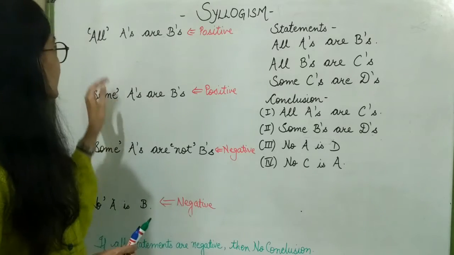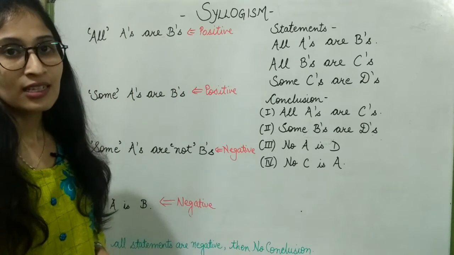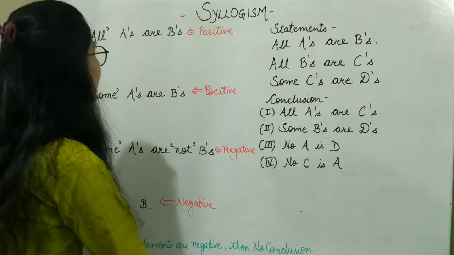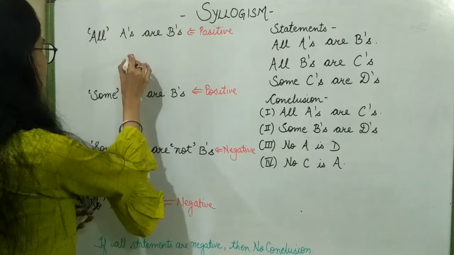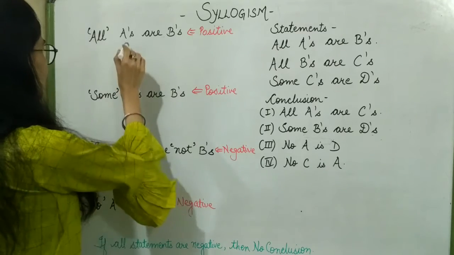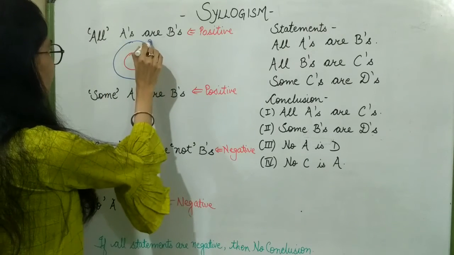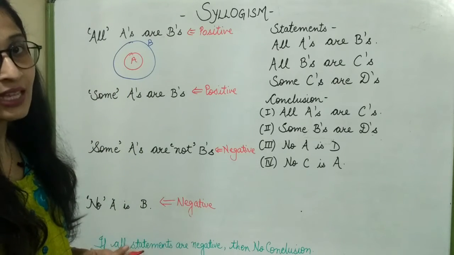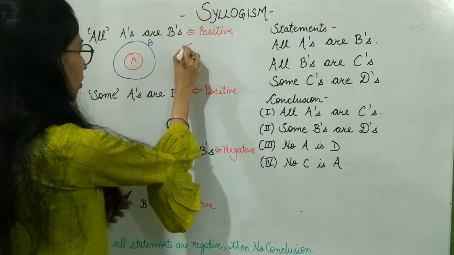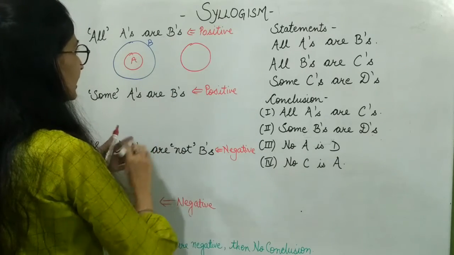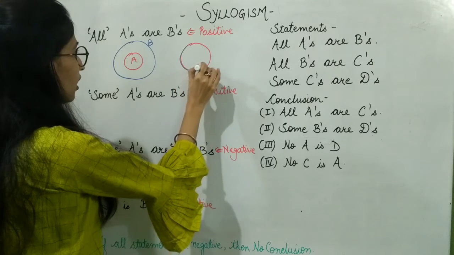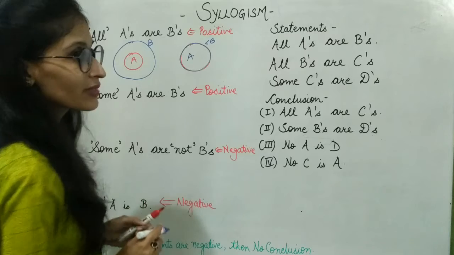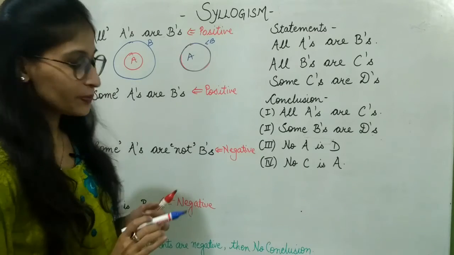My first statement is all A's are B's. How am I going to draw the Venn diagram for this statement? All A are B's, so the Venn diagram can be like this. The red is showing my A and the blue is showing my B. So all the A is part of B. We can also draw it as overlapping. A and B here are overlapping. All A's are B's.